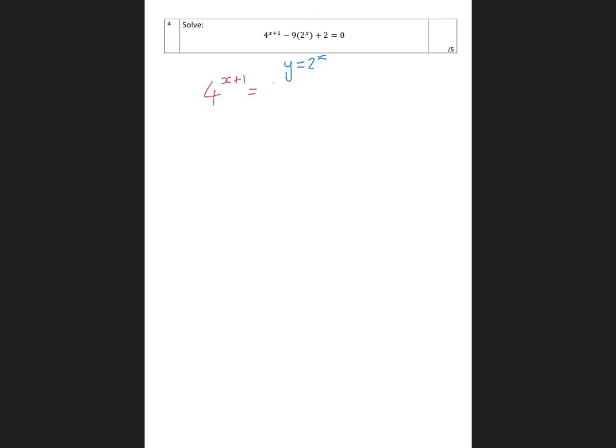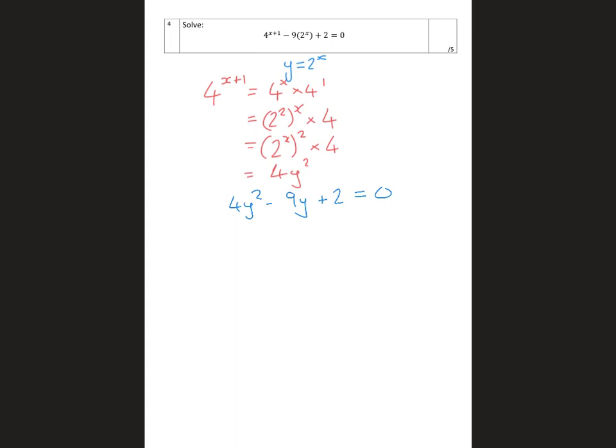Well, if there's a plus in the power, that changes to a times when I split it up. And 4 to the power x, I can write that as 2 squared to the power x. 4 to the power 1 is just 4. I'm allowed to swap around the powers, so 2 to the power x squared times 4. I can swap around the powers, but it's just multiplication. Doesn't matter what order it's done in. So that's just y squared times 4, so 4y squared. So my whole equation turns into 4y squared minus 9y plus 2 equals 0.